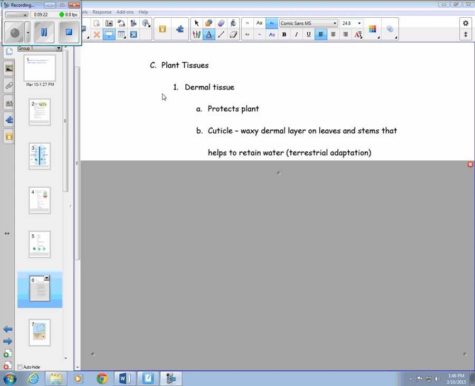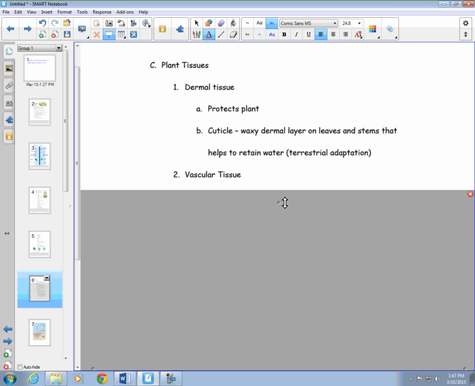So now I want to talk about tissues inside of that shoot system that help to protect the outside of the leaf and the stem, but also help transport materials. The dermal tissue is a protective layer on the outside of the stem and the leaf. The cuticle is a waxy layer on the outside of the leaves and the stem, and it helps to retain water. This is a great adaptation for all land plants, all terrestrial plants. Aquatic plants typically don't have this because they want water to move freely in and out of the plant.